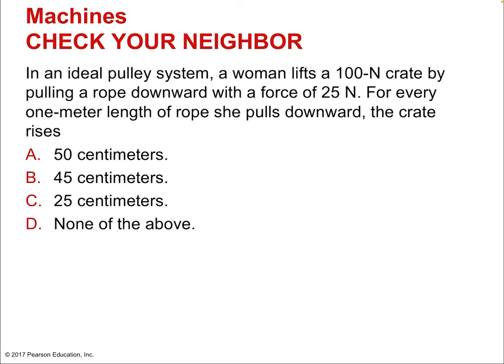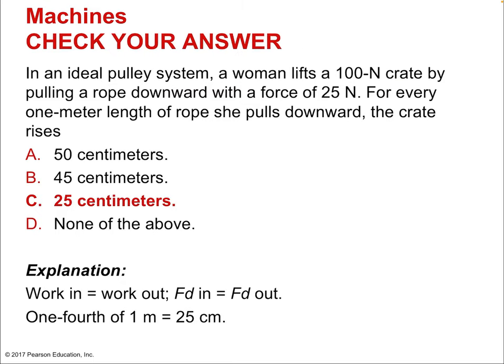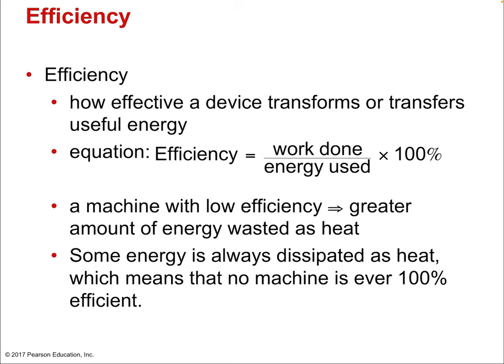Okay? So in an ideal pulley system, a woman lifts a 100-newton crate by pulling a rope downward with a force of 25 newtons. For every 1 meter length of rope she pulls downwards, the crate rises how far? Okay? A quarter as far. All right, because of the mechanical advantage she's getting, she's losing a quarter of the distance. Okay, all right, so it applies to pulleys too. It's basically a pulley is like a circular lever. Okay, so that's great for the principle of a machine. All right, but machines aren't perfect, are they?